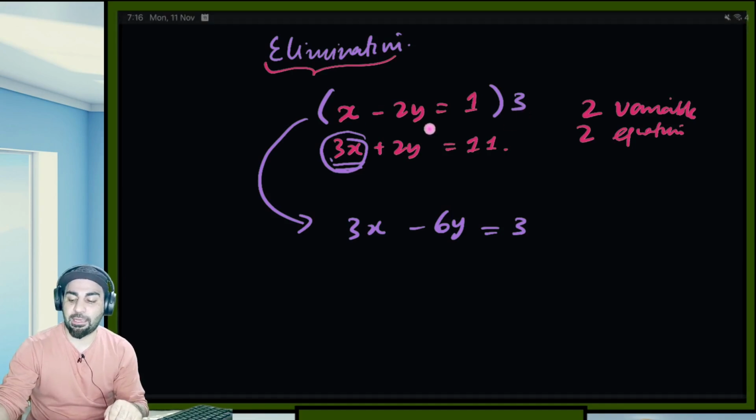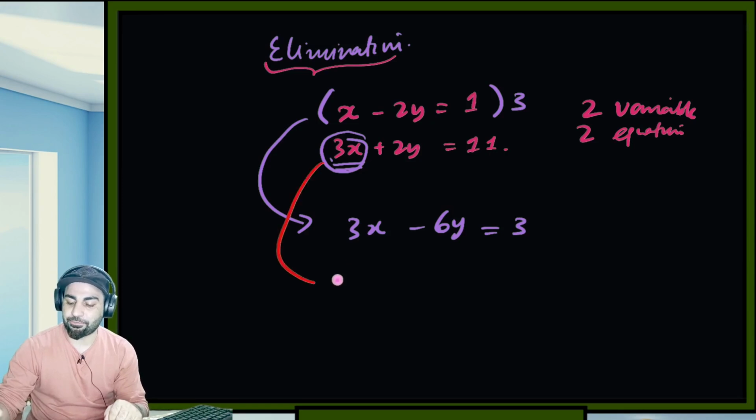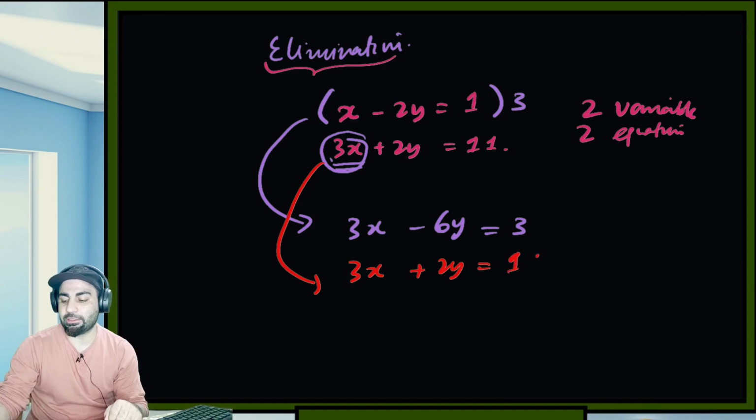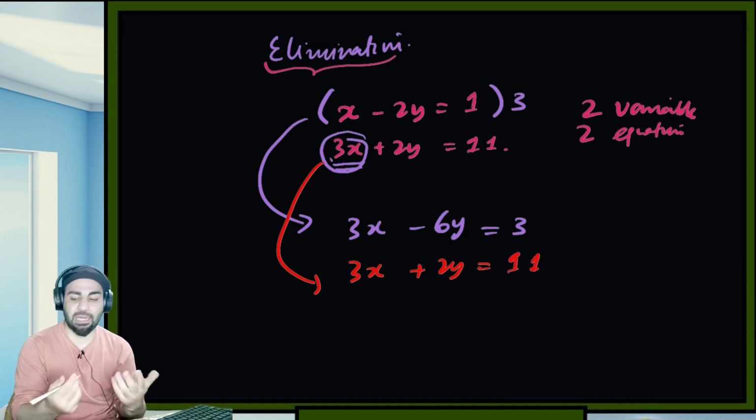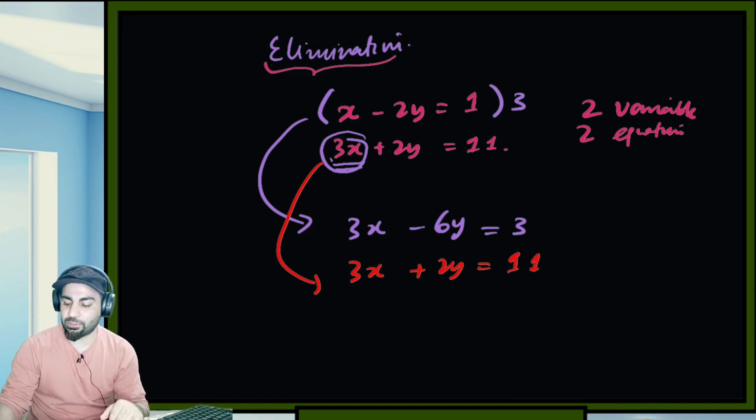I got 3x minus 6y is equal to 3. Now the second equation is as it is. Second equation is 3x plus 2y is equal to 11. Okay, now what can I do if I subtract these equations? If I subtract, let's suppose this equation, so this will become minus, this will become plus, and this will become minus, something like this. These things will cancel out. Now I'll get 4y is equal to 8.